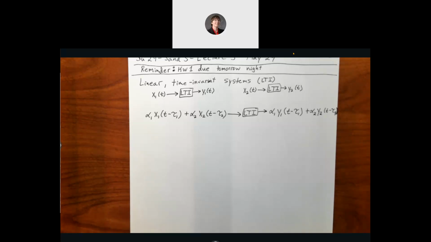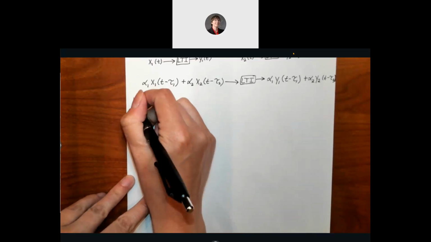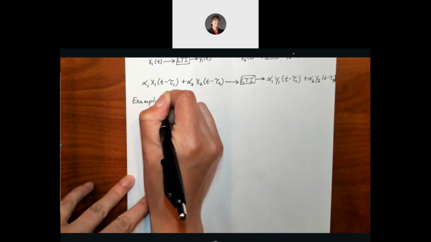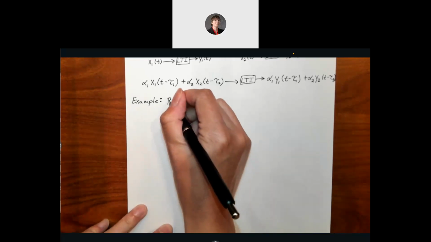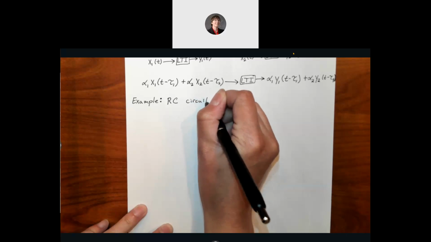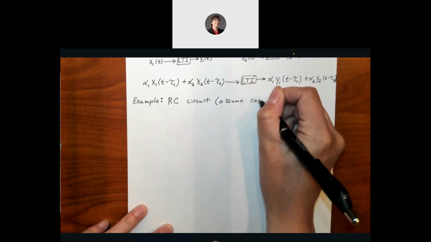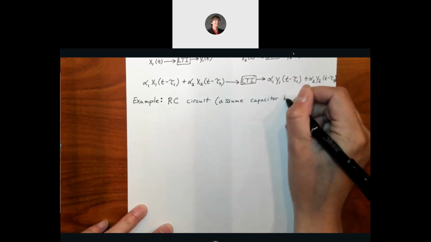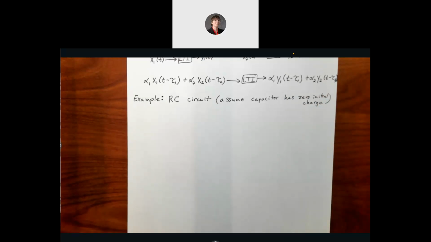So let's take a look at an example LTI system. And this will also serve, hopefully, as a quick little review of what you've seen in circuits and also in differential equations. So we're going to take a look at an RC circuit. And we're going to assume that the capacitor has zero initial charge. All right, so zero initial conditions.